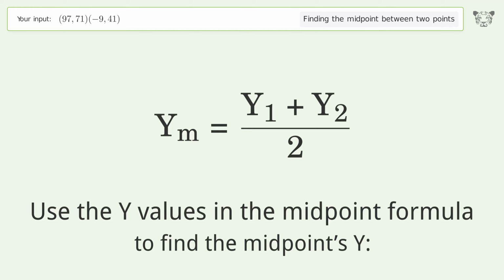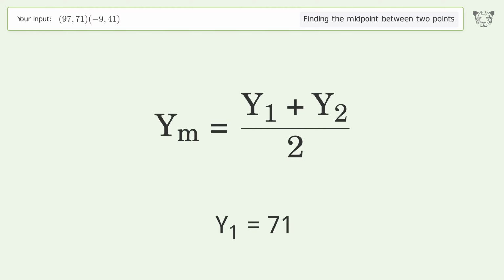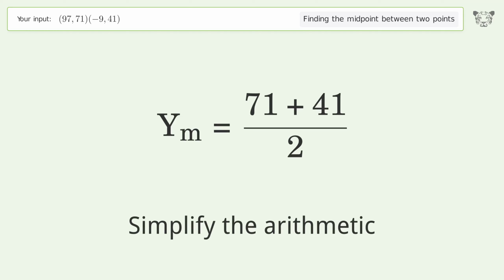Use the y values in the midpoint formula to find the midpoint's y. y1 equals 71. y2 equals 41. Simplify the arithmetic.